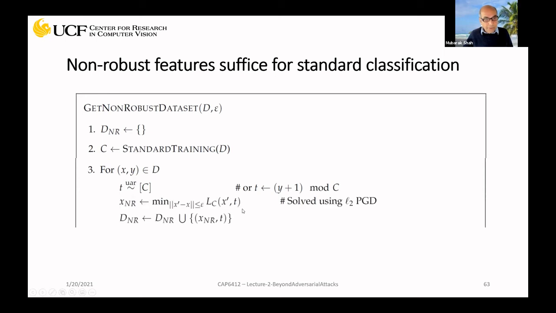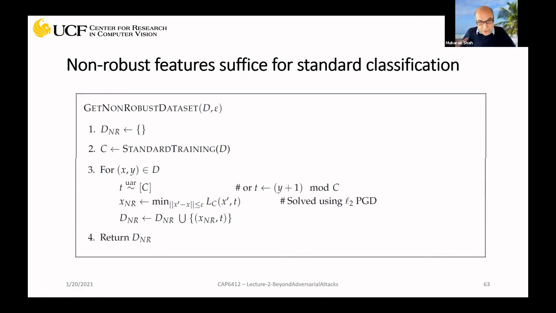So we take that image X, and we want to generate X prime so that its label will be T. So we are attacking it. We are changing its label. And whatever image we get, we'll call X_R. And again, we are going to use the PGD attack for this. And that X_R we will add to our non-robust data set. And we'll keep doing that, and we will have this non-robust data set.